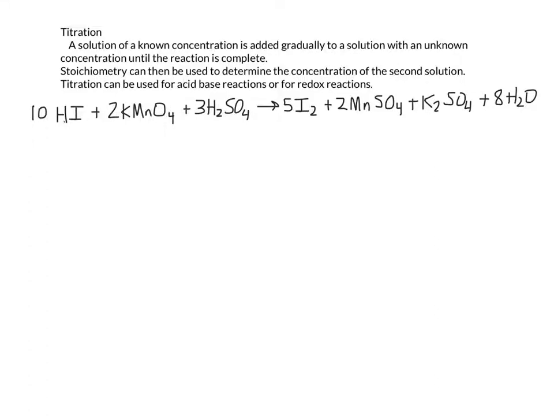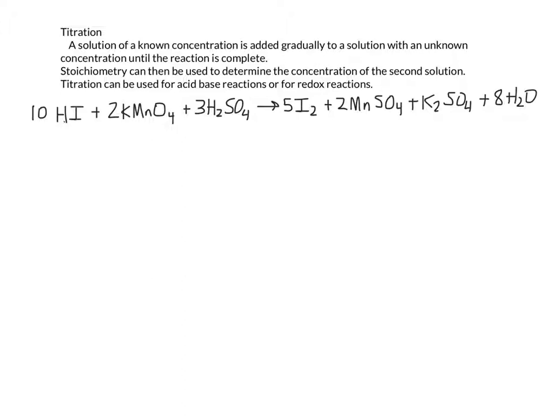In this video, we are going to look at an example of how you would do a calculation for a titration. First, you have to understand what a titration is, as I've got typed here. A titration is when you take a solution for which you know the concentration and you gradually, slowly add it to a second solution for which the concentration is not known. And you gradually add the known solution to the unknown.